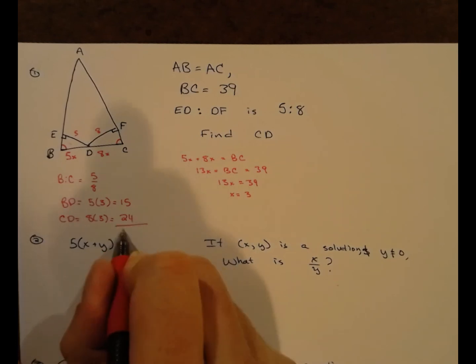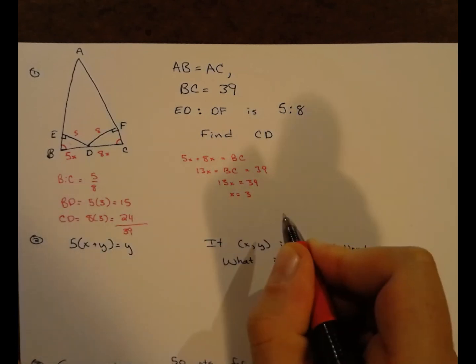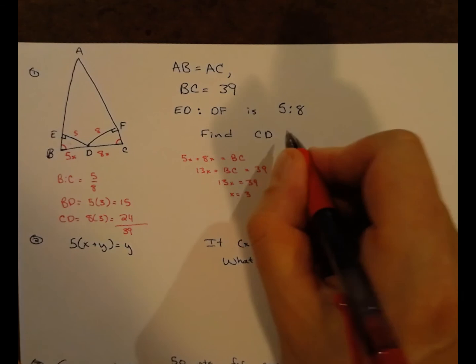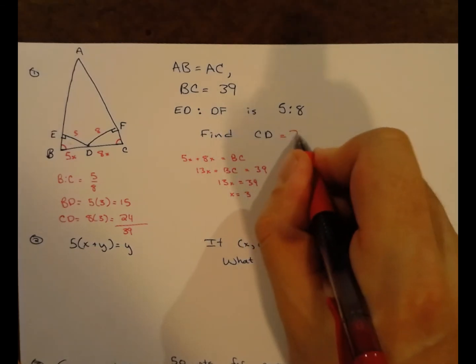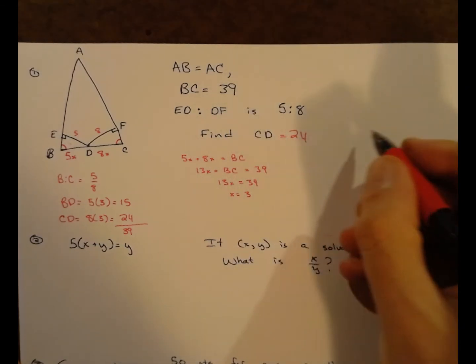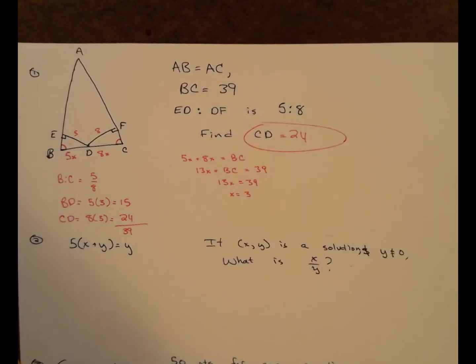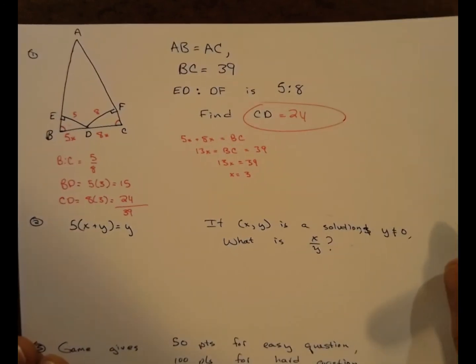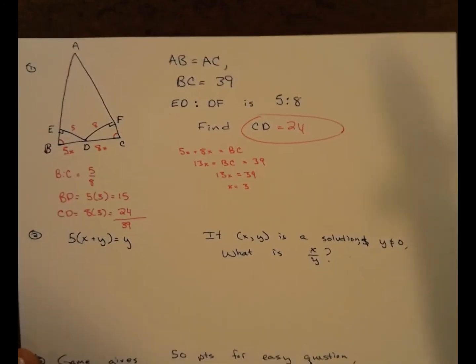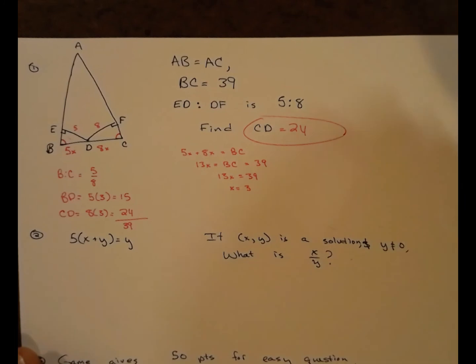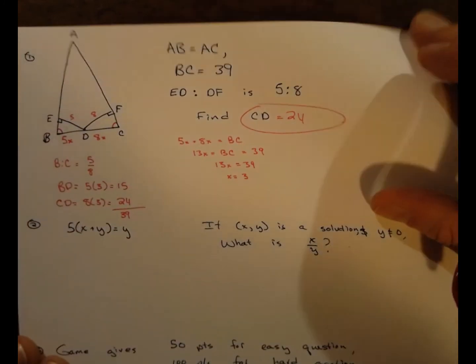And just as a little check, I could add those together to get 39. And the question, what is CD? That's going to be 24 units, whatever the units is. But the answers in the practice SAT didn't have units here, so I'm going to try and make it as close to that. So that was very similar to a lot of problems that we've done in the year.